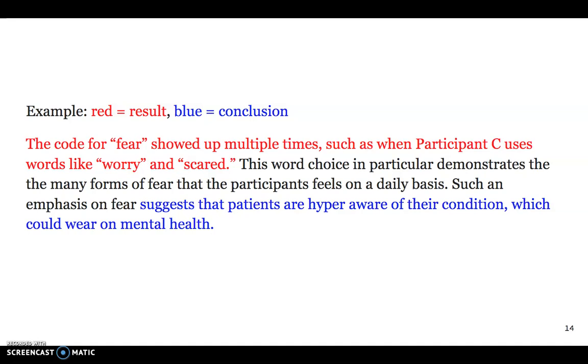Here is an example of taking a code and making a conclusion. The text reads, the code for fear showed up multiple times, such as when participant C uses words like worry and scared. This word choice in particular demonstrates the many forms of fear that the participant feels on a daily basis. Such an emphasis on fear suggests that patients are hyper-aware of their condition, which could wear on mental health. We see in red that we've identified the result, or the quotes and codes we came up with. But we haven't yet said if this is important or what this means. That's why we need the conclusion.